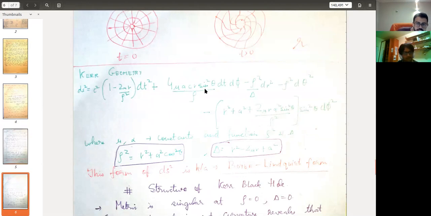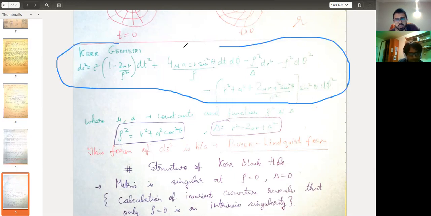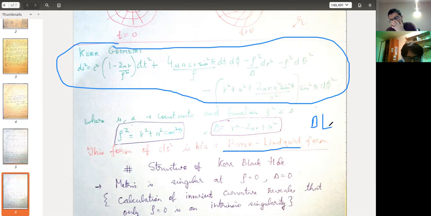As you can see, it is pretty complicated because there are these big terms coming in. And every metric can be written in a particular coordinate form. So this form of the metric which you are seeing right now is called the Kerr metric in the Boyer-Lindquist form, the BL form. These are the coordinates I was talking about, and this is, one can say, the most used coordinate system when one is studying the Kerr geometry.